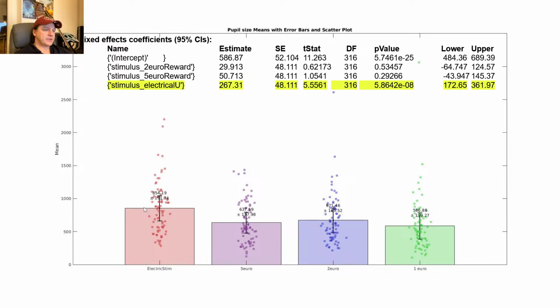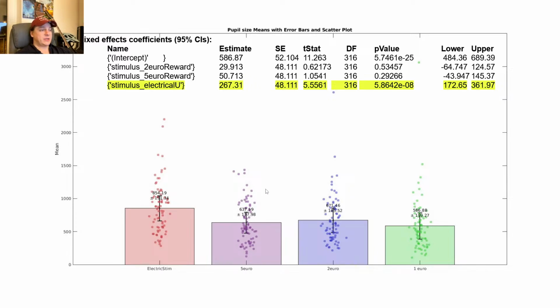These graphs represent the means and the standard error for the reaction to electrical stimulation, €5, €2, €1, in terms of pupil size change. So how the pupil size changed in response to electrical stimulation and the money. The overlaid scatter plot shows each response separately, so all the responses the participants showed are overlaid here. Means are represented in millimeters multiplied by 10 to the third, so 1000 is 1 millimeter.